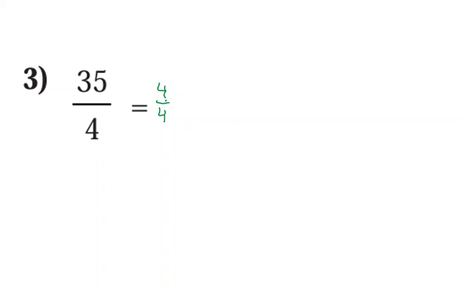I start off by counting how many times the numerator and denominator can be the same. This is 4 fourths, that's 1. This is 4 fourths again, that's 2. This is 4 fourths again, that's 3. Now, how many fourths do I have so far? I have 4 fourths, 8 fourths, 12 fourths.